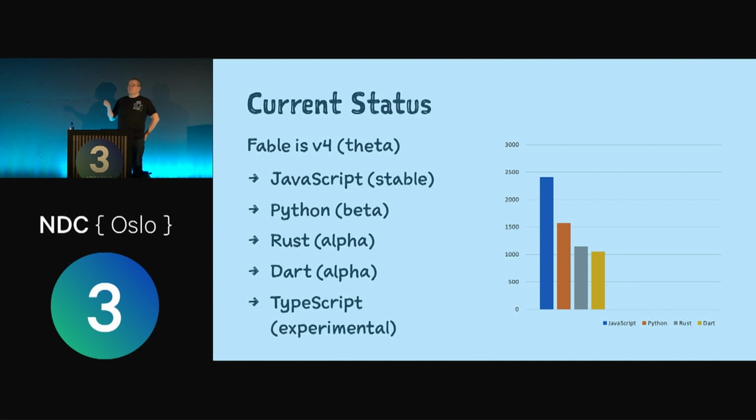So we are still a bit behind, but we are moving fast towards JavaScript, even if every time I add 100 new unit tests, I see Alfonso has added 200 more to JavaScript. So it's a moving target. And even Rust and Dart are getting into critical mass with unit tests. So that means that every commit to Fable is compiled to all these languages. And we are running tests.